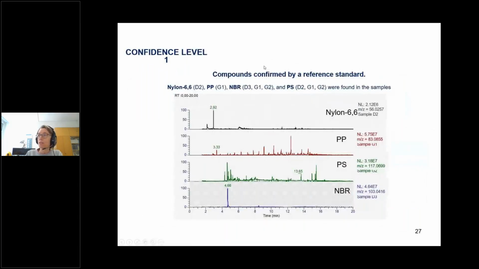What is the advantage of this method? That we can identify and quantify the compounds for which we have standards, which could be the confidence level 1. In here, for instance, we have identified nylon, polypropylene, polystyrene, and the nitrile butadiene rubber, and we can quantify them with a frontier system, but also with MATLAB.